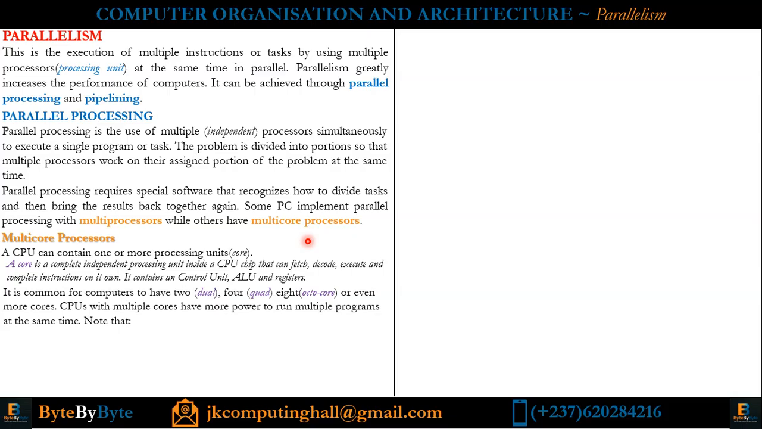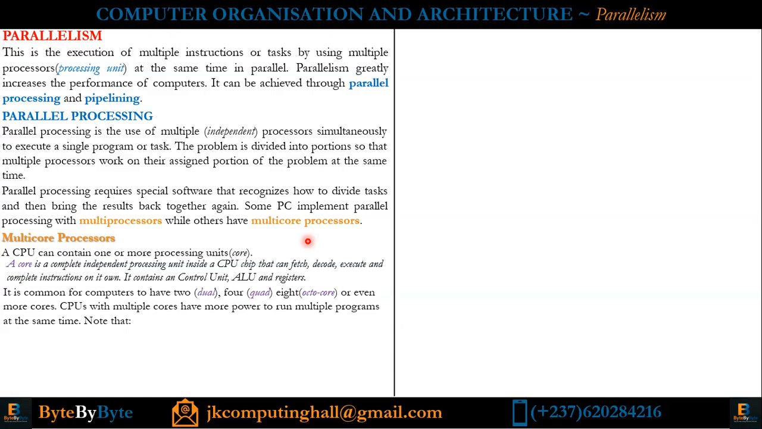It is common for computers to have two, four, or eight, or even more cores. So when a computer has two cores, we call it a dual core. When it is four, it's a quad core, and if it is eight, it's an octo core. So sometimes you hear advertisements about computers, they say it is a dual core, it's a quad core. You already know the meaning.